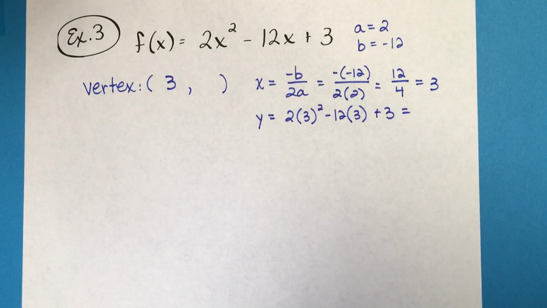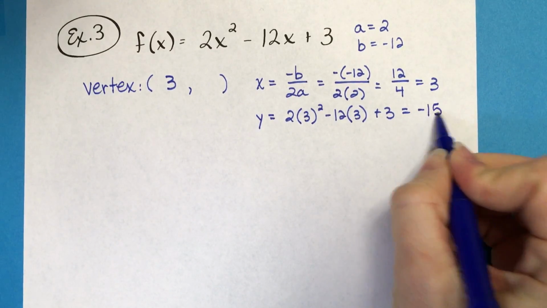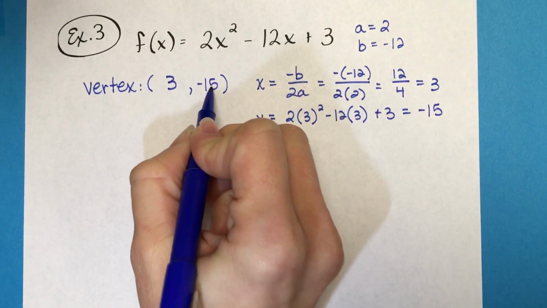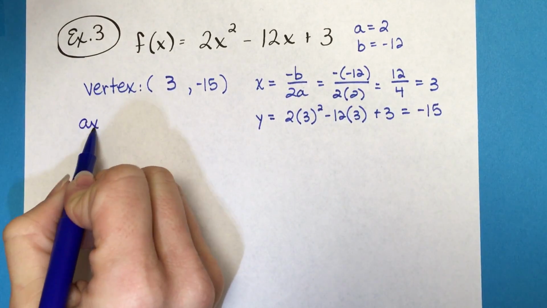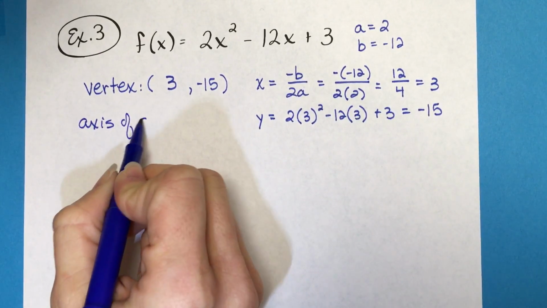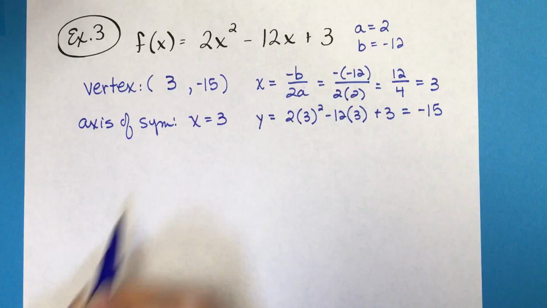Okay, so let's see what we're going to get on this one. Maybe a little large, but that'll be all right. Let's see, 18. So I get negative 15. That's not real bad. Okay, now axis of symmetry. So that'll be located at x equal 3.